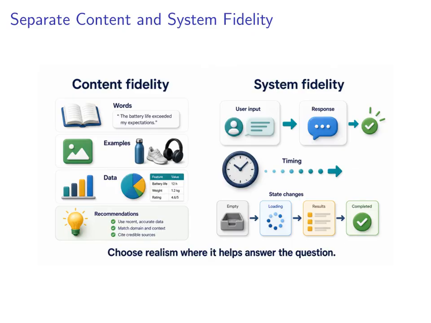Content fidelity asks whether the material resembles what a person would encounter. System fidelity asks whether the response behaves in the intended way. A paper prototype can use believable study space reports while keeping the visual layout rough. A facilitator can simulate a recommendation before the technical system exists. Choose the dimension that helps answer your question.